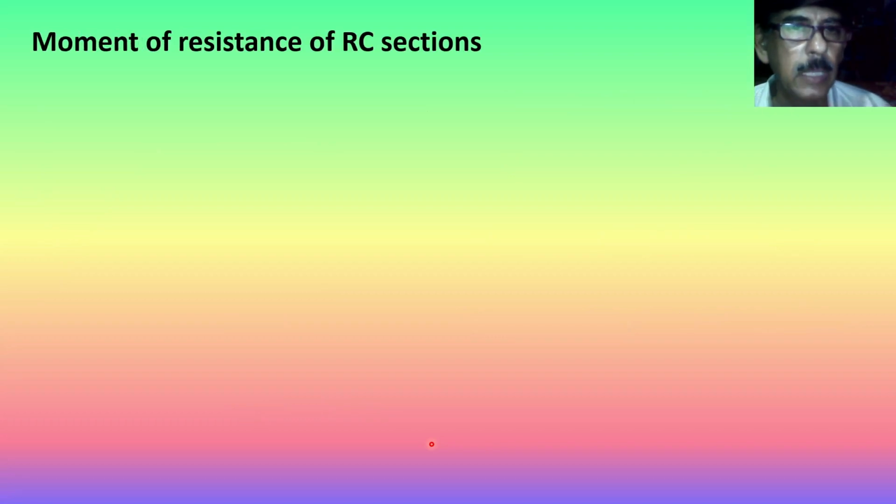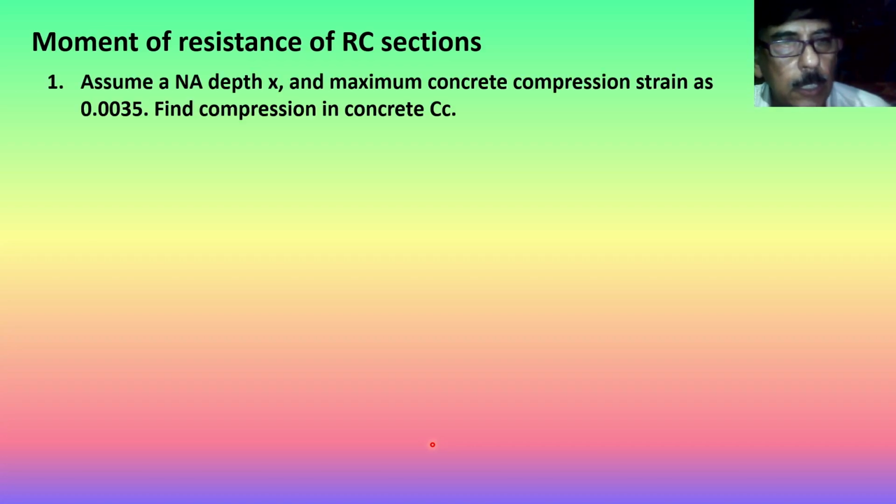Now, moment of resistance of the sections you want, and you may want it at the limit strength level, characteristic strength level, or some other level of your interest. So how to get it? Let us see. In the beginning, assume a neutral axis depth, say x, and assume that the strain at the extreme fiber of the concrete is 0.0035. For this condition, find the compression force in the concrete, say Cc.